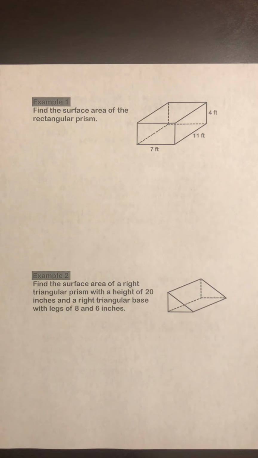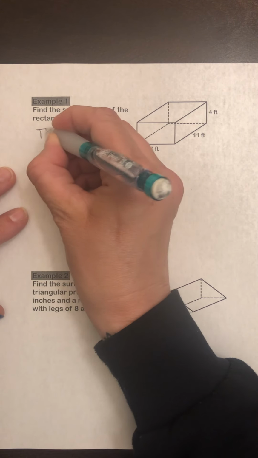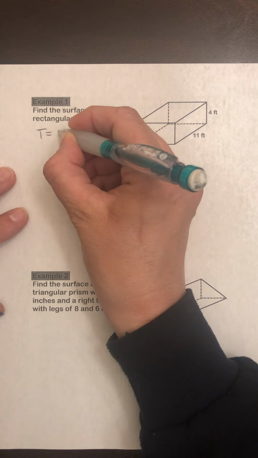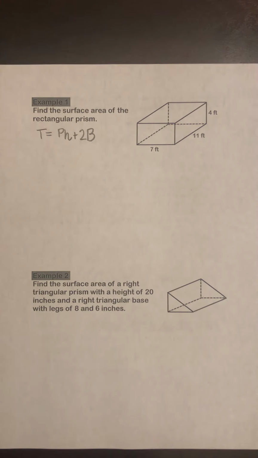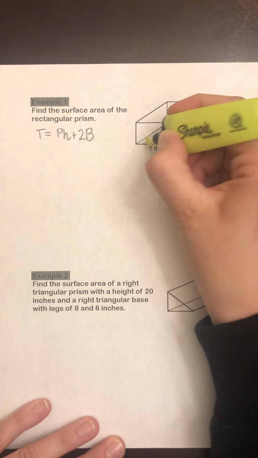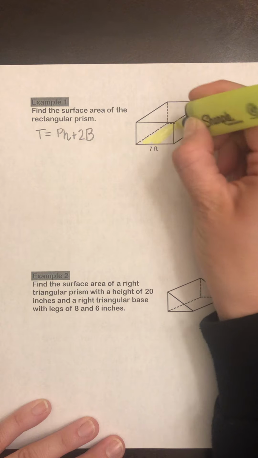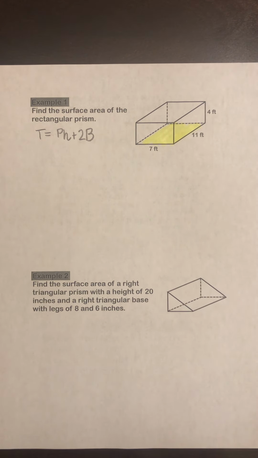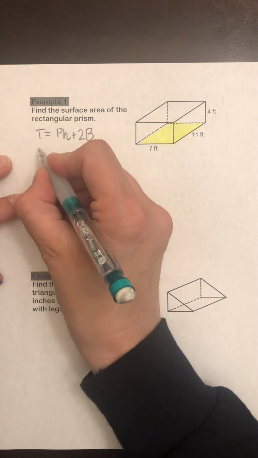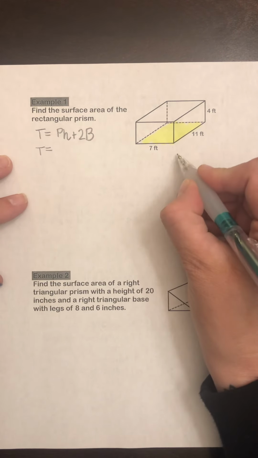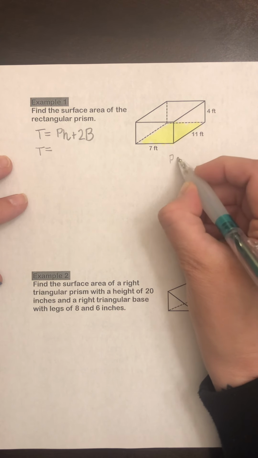What a lot of students typically find to be the easiest here is just to do the top and the bottom. So that's actually what I'm going to stick with, is the top and the bottom. So here's the formula we need. T equals PH plus 2B. Now remember we just said that I'm gonna do top and bottom. So I'm just gonna highlight one of them just so we can have a visual there that we're gonna use for the base. So here we go, off to the sides where I'm gonna do a little bit of work. I'm gonna find the P, the H, and the B.